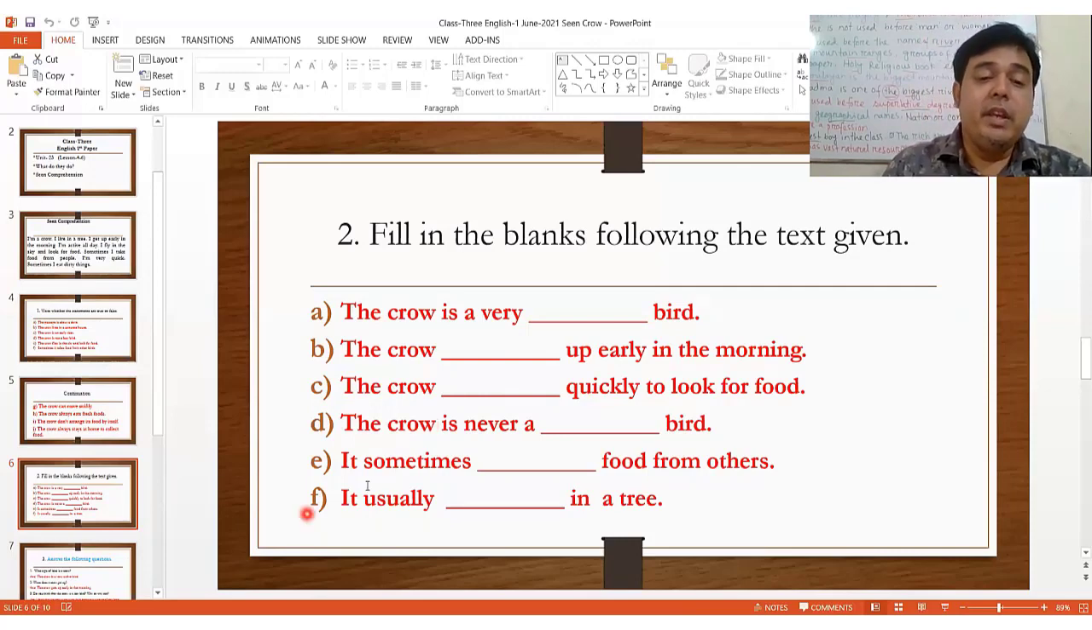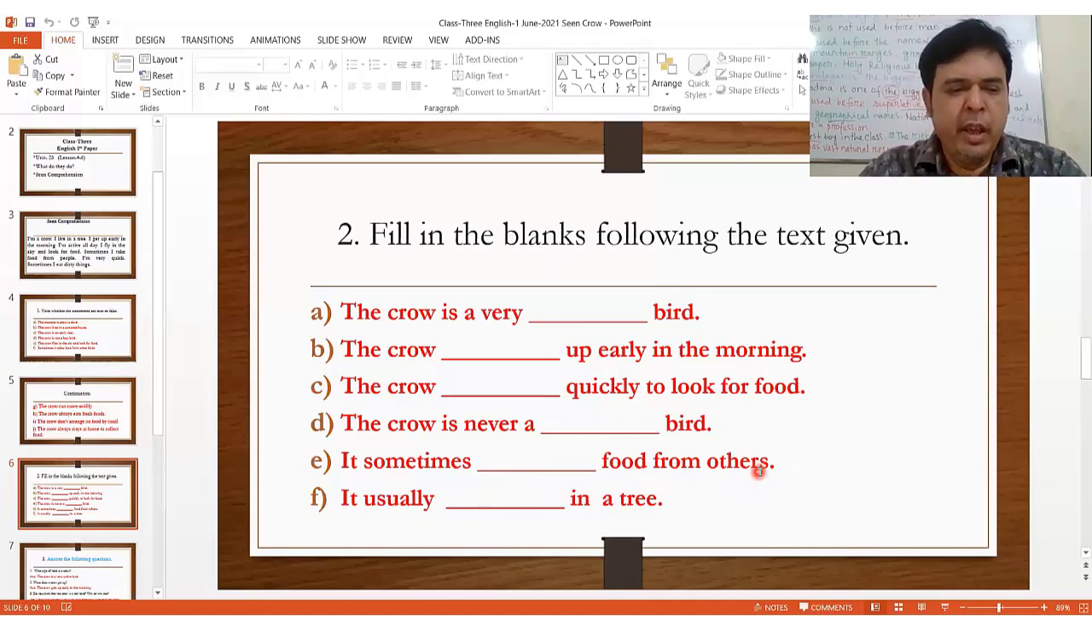And number E, it sometimes dash for food from others. It sometimes takes food from other people. It has been said inside the comprehension. And number F, it usually dash in a tree. So what does it do? It usually lives in a tree.